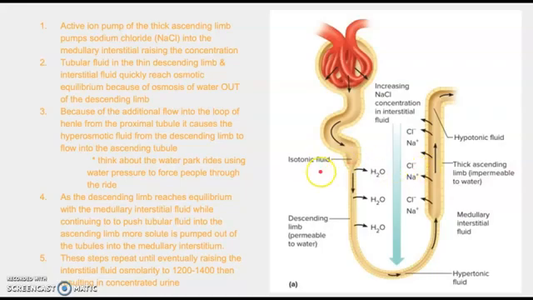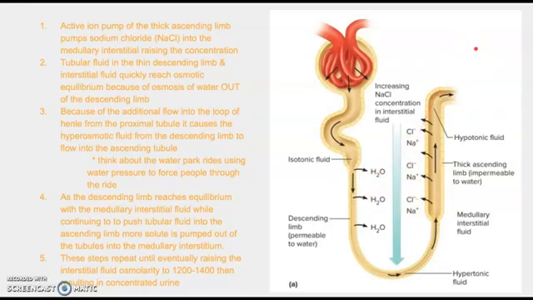Number 4, as the descending limb reaches equilibrium with the medullary interstitial fluid while continuing to push tubular fluid into the ascending limb, here, more solute is pumped out of the tubules into the medullary interstitium, and this is from both limbs. This is the water from the descending limb and the sodium chloride from the ascending limb.